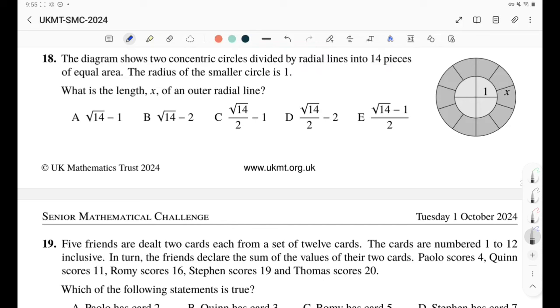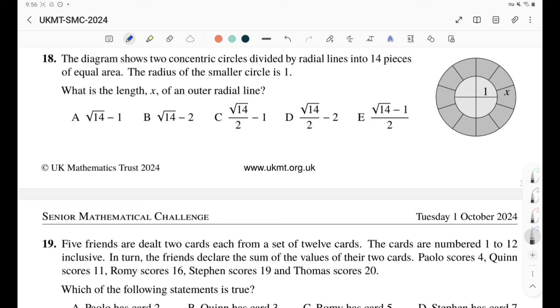Question 18. We have in this diagram two concentric circles. They have the same center. And they're telling us that these segments here are dividing this into 14 pieces, I think. Let's see. 1, 2, 3, 4, 5. Yeah, and we also have 5 here. So you have basically 10, and you have 4 here. They're telling us that the areas are all equal. So the area here is equal to the area here. Very nice. And they're giving us that the radius of this smaller circle is 1. They want us to find x, which is the outer radial line.